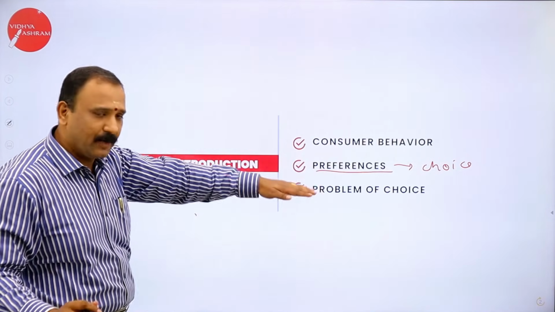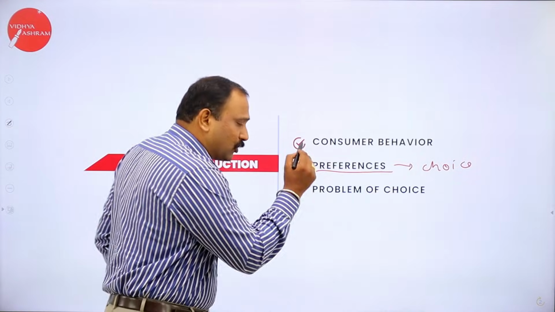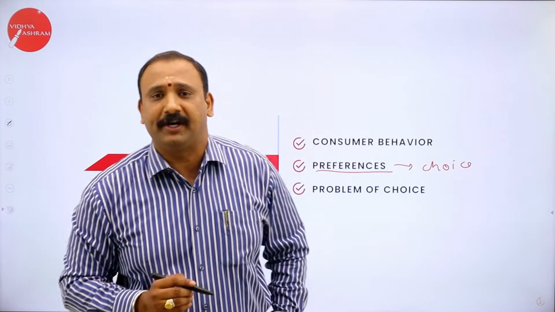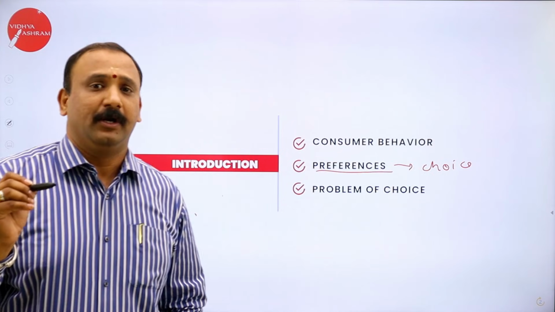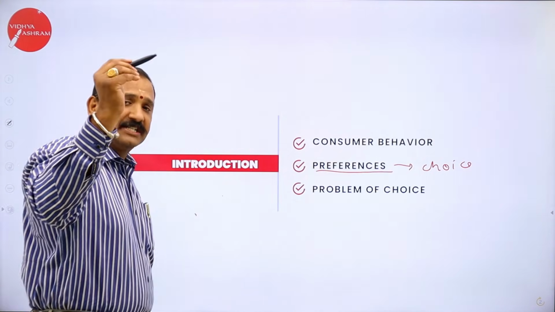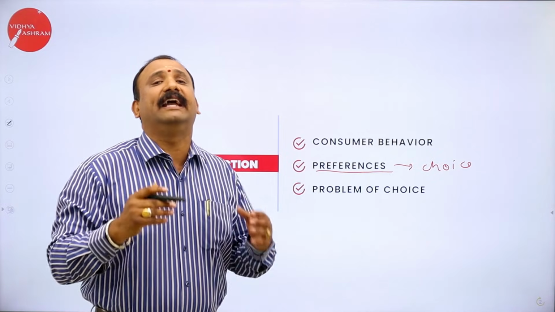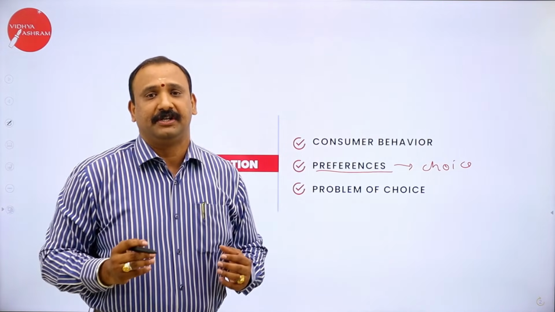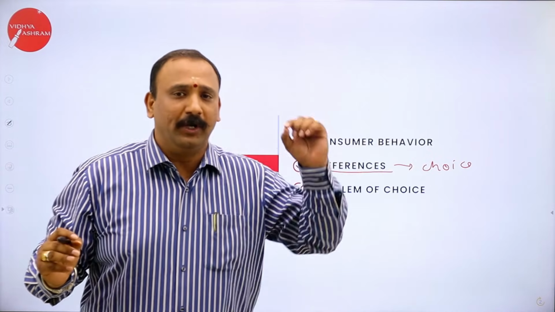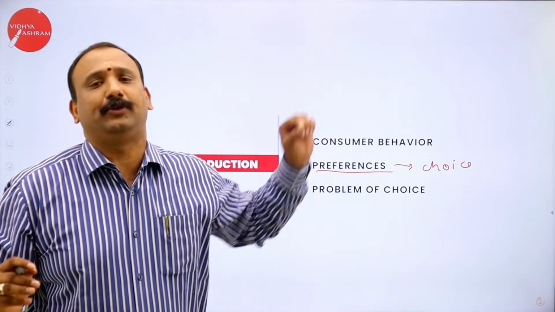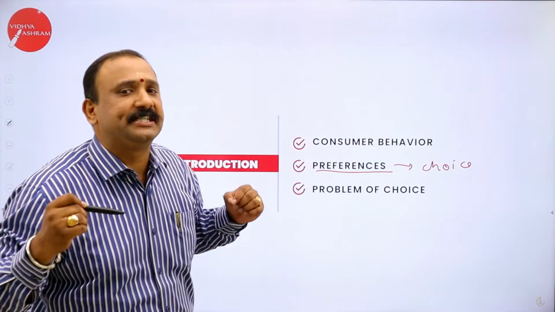Coming to the problem of choice. The next factor is called the problem of choice. Choice itself is a problem in our country. Why would I like to emphasize this? Choice is not something that is easily available to all of us. We have a lot of ideas. We have a lot of opinions. We want to apply this in our day-to-day life. We want to see that we get the best on the choices that we make.